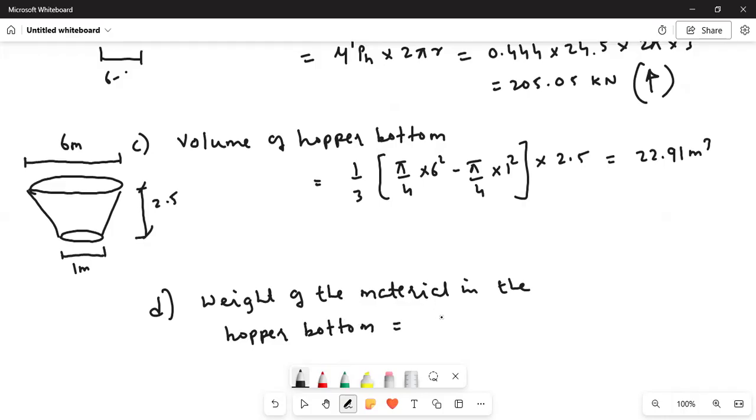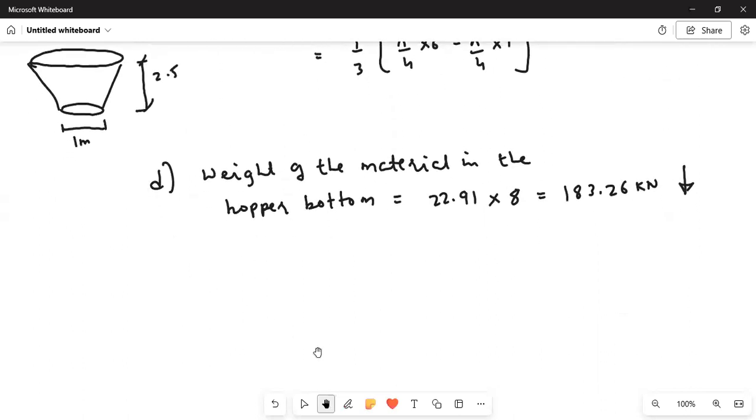Okay. So volume into density. Volume of the hopper bottom, that is 22.91, into density of the material. Density of the material is 8. So this will give you weight of the material in the hopper bottom, that is 183.6 kilonewton, which is going vertically downwards. We also have to find the self weight of the hopper bottom.